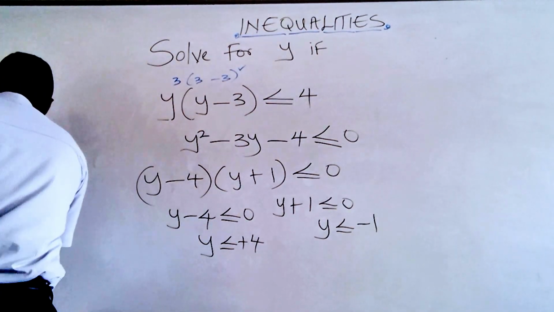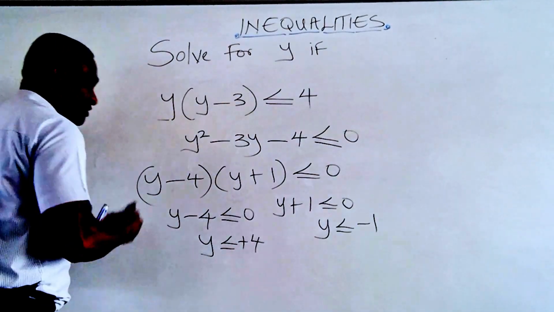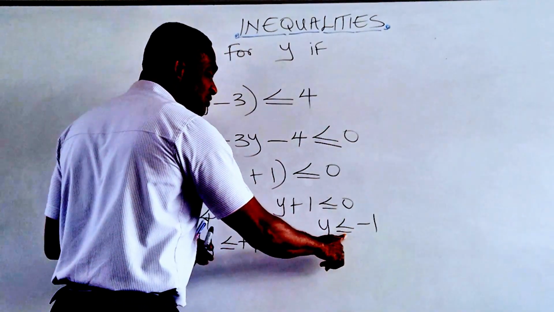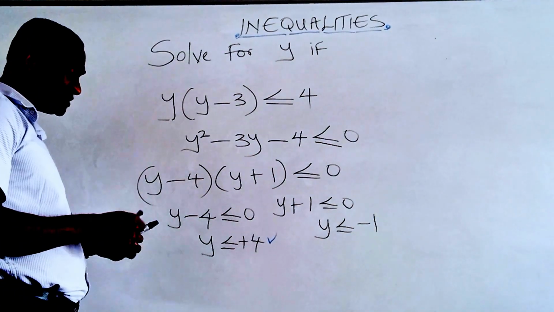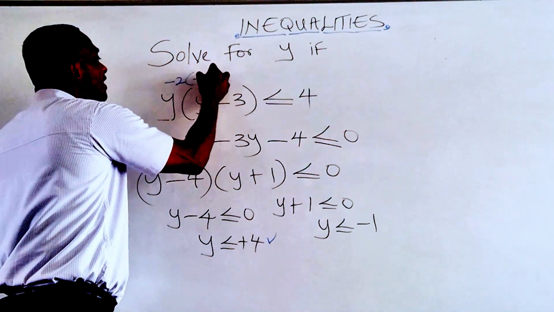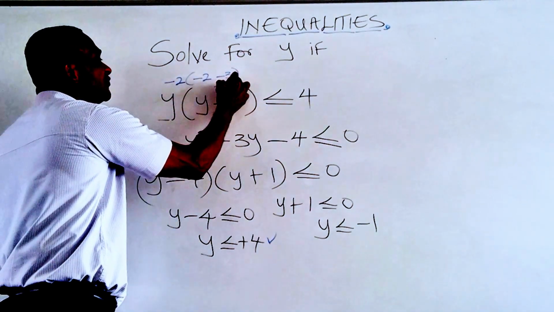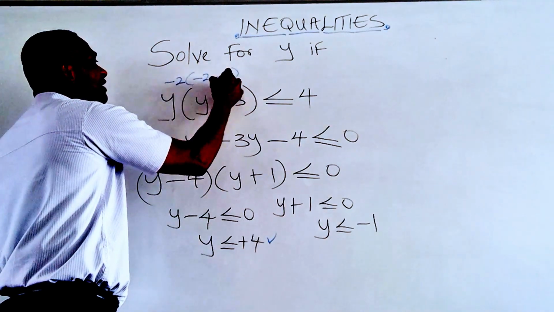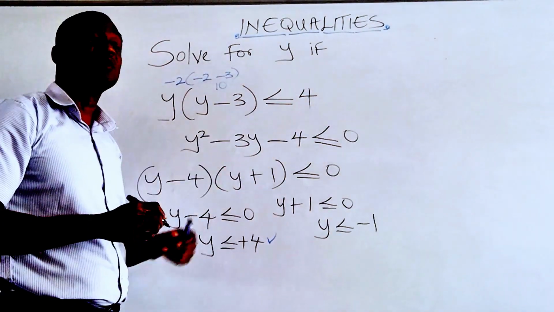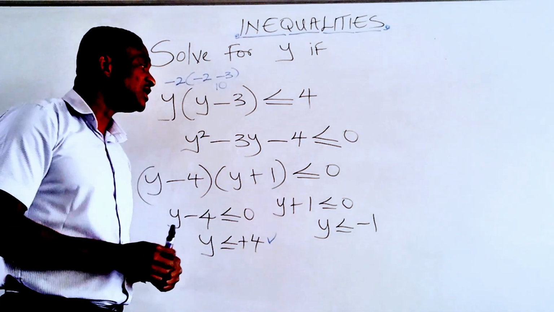So it means that this is valid. Now we go again and we choose y less than or equals to negative 1. We choose any value that is less than negative 1. Let's choose negative 2. So I have negative 2 times negative 2 minus 3, which is negative 5, times negative 2. Negative 5 times negative 2 is 10. Is 10 less than 4? The answer is no. So it means that this second value, based on our critical check, is not valid.